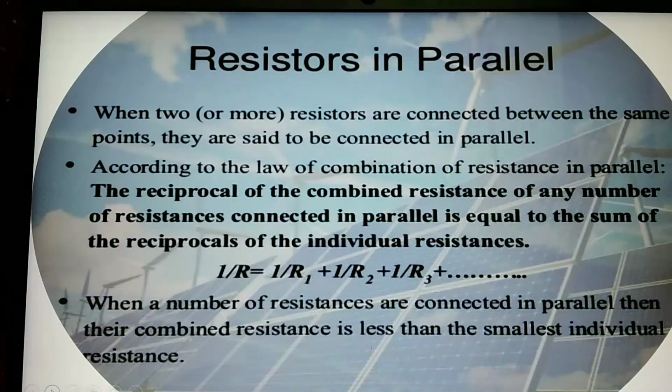Once again, the resistances in parallel. When two or more resistors are connected between the same points, they are said to be connected in parallel. According to the law of combination of resistances in parallel, the reciprocal of the combined resistance of any number of resistances connected in parallel is equal to the sum of the reciprocals of the individual resistances. That is, 1 by Rp is equal to 1 by R1 plus 1 by R2 plus 1 by R3, and so on. When a number of resistances are connected in parallel, their combined resistance is less than the smallest individual resistance.